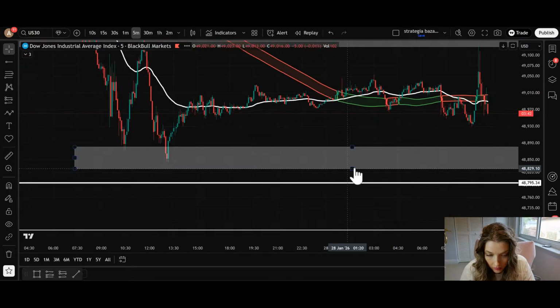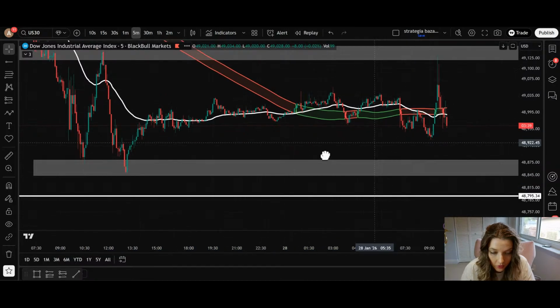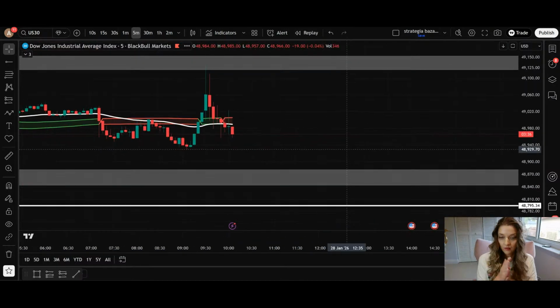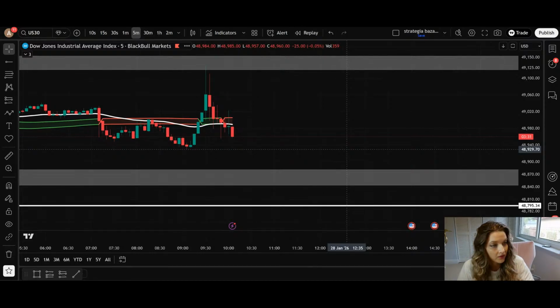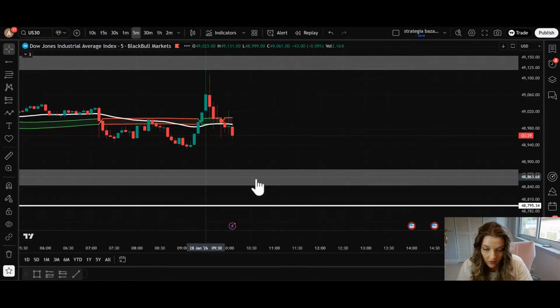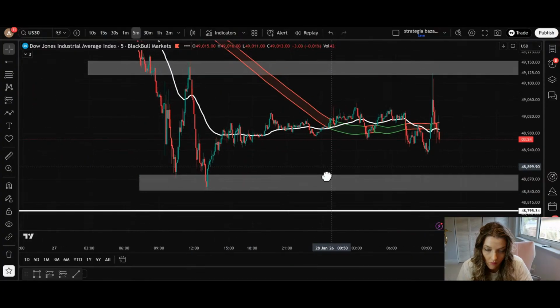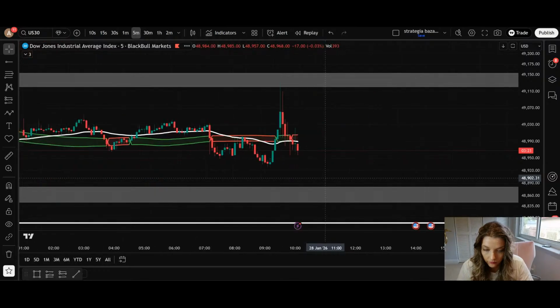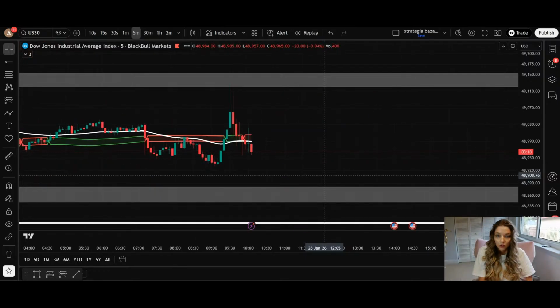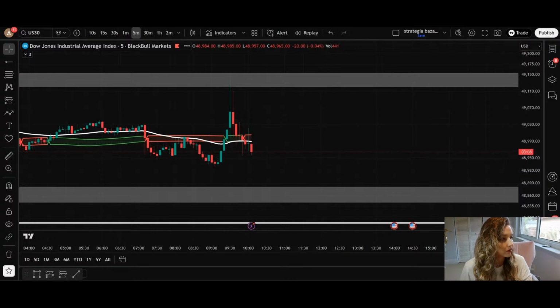Okay, so the plan for today is, as it stands now, no plan. Let's see if we're gonna get a retest of this area, rejection. We're probably not gonna have too many. I'm gonna put my blanket right. We're probably not going to have too much movement today. But we wait.